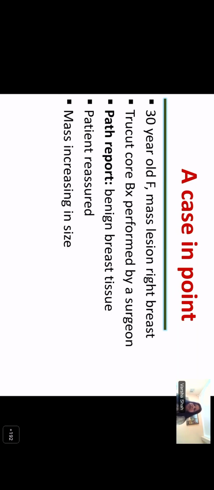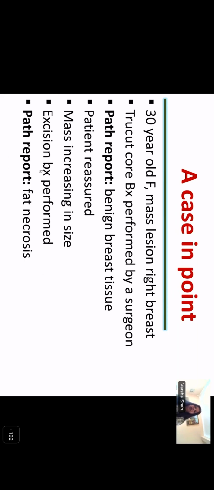The mass was increasing in size, so the patient came back. And this time the same surgeon decided to perform an excision biopsy. That report was fat necrosis. Now this fat necrosis was actually related to the previous true cut biopsy, which had given rise to fat necrosis. It was not accounting for the mass lesion which she initially presented with. So again, this time the patient was reassured.